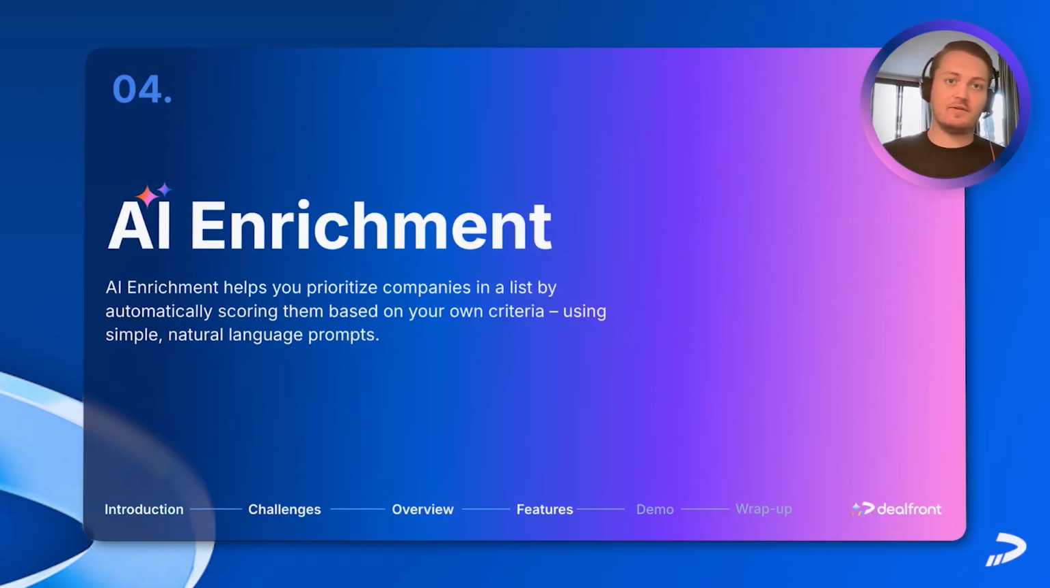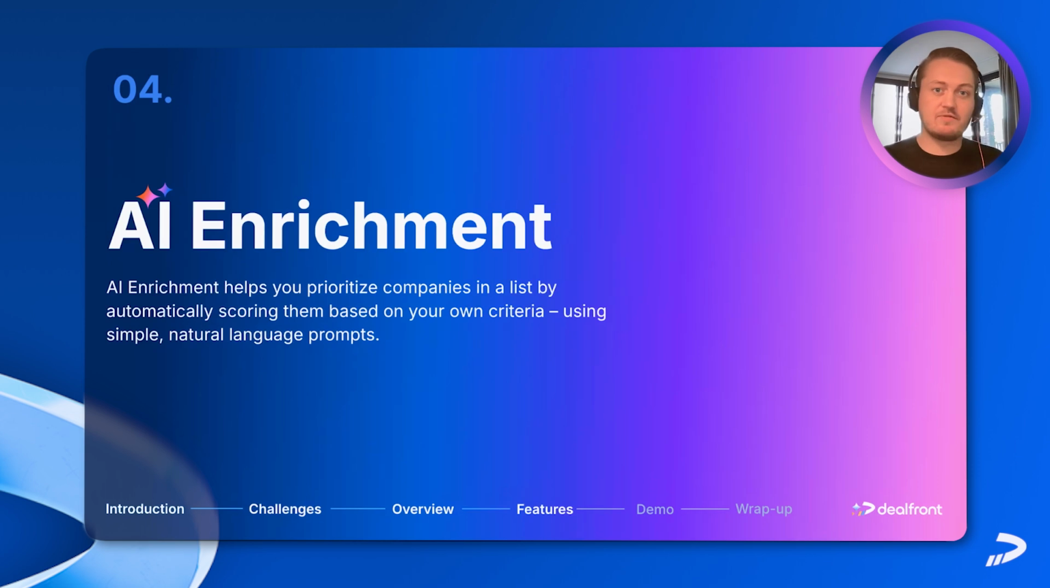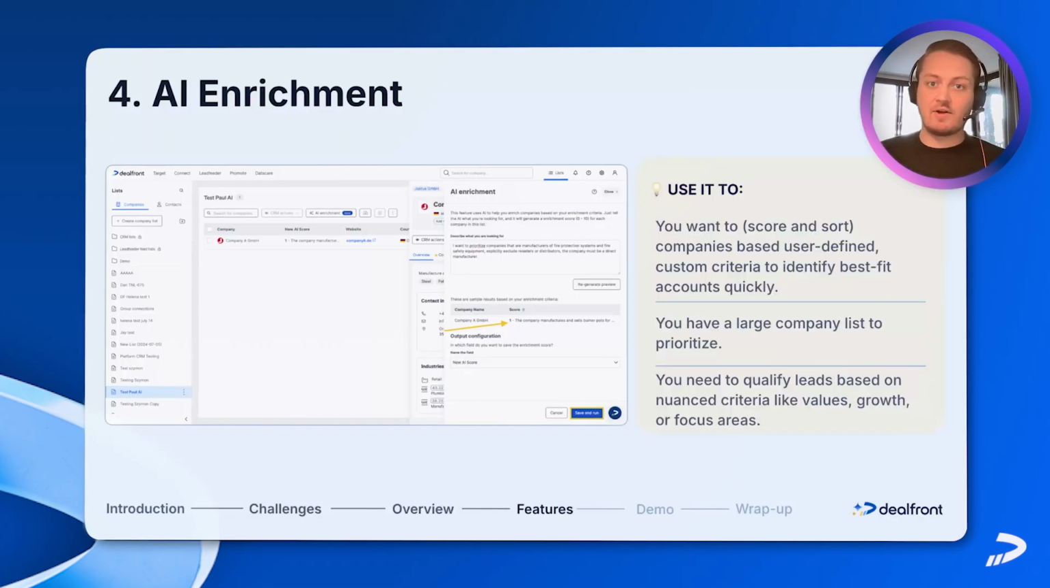Then, as a fourth feature, we have the AI enrichment. With AI enrichment, you can actually prioritize the companies based on your own criteria. So if you can't find the standard filtering option in our platform, and maybe in a lot of platforms, you can't really find your real ICP. If you have a niche ICP, or if you want to focus on a specific segment for a new campaign that you're launching, then you want to use simple natural language prompts from Dealfront AI. And this is what the AI enrichment can look like.